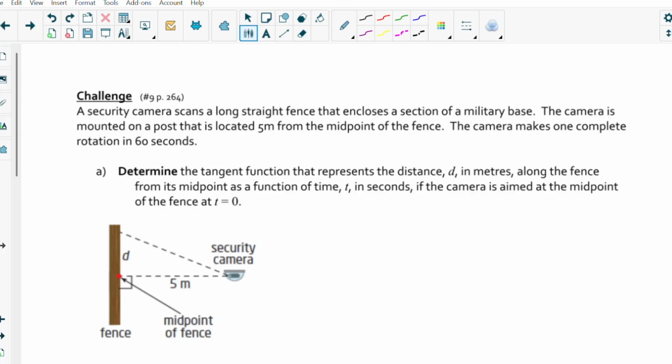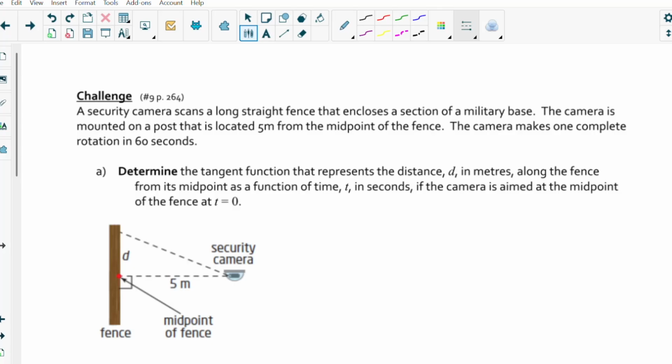All right, ready for a challenge here. A security camera scans a long straight fence that encloses a section of a military base. The camera is mounted on a post that is located 5 meters from the midpoint of the fence. The camera makes one complete rotation in 60 seconds. Determine the tangent function that represents the distance d in meters along the fence from its midpoint as a function of time t in seconds if the camera is aimed at the midpoint of the fence at t equals 0.